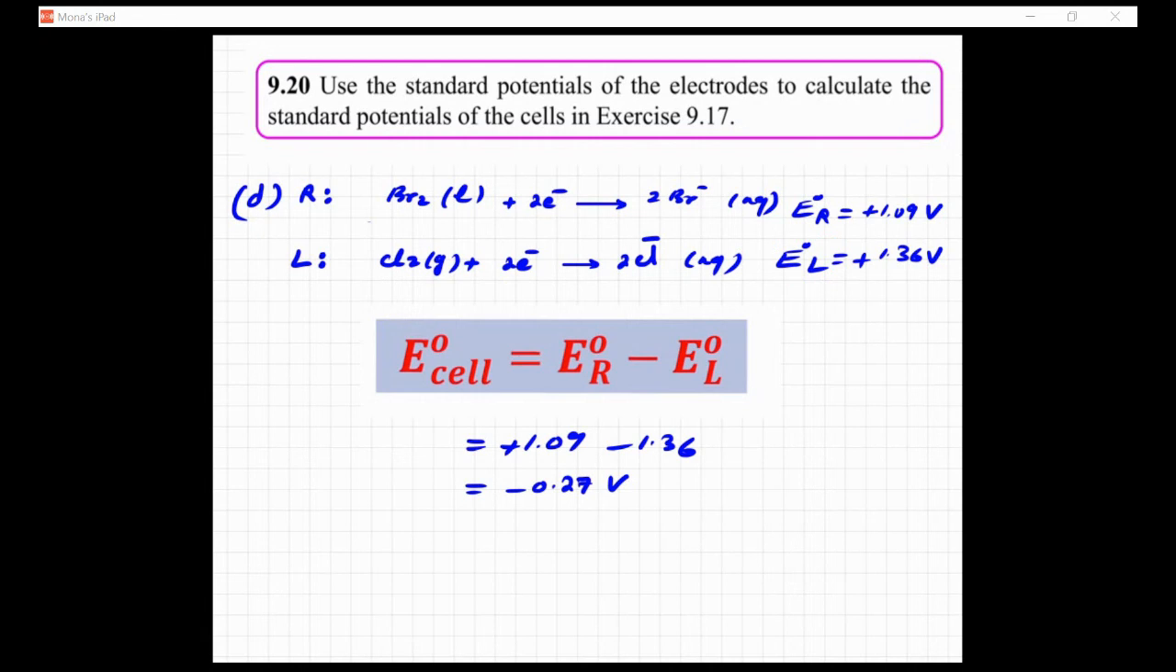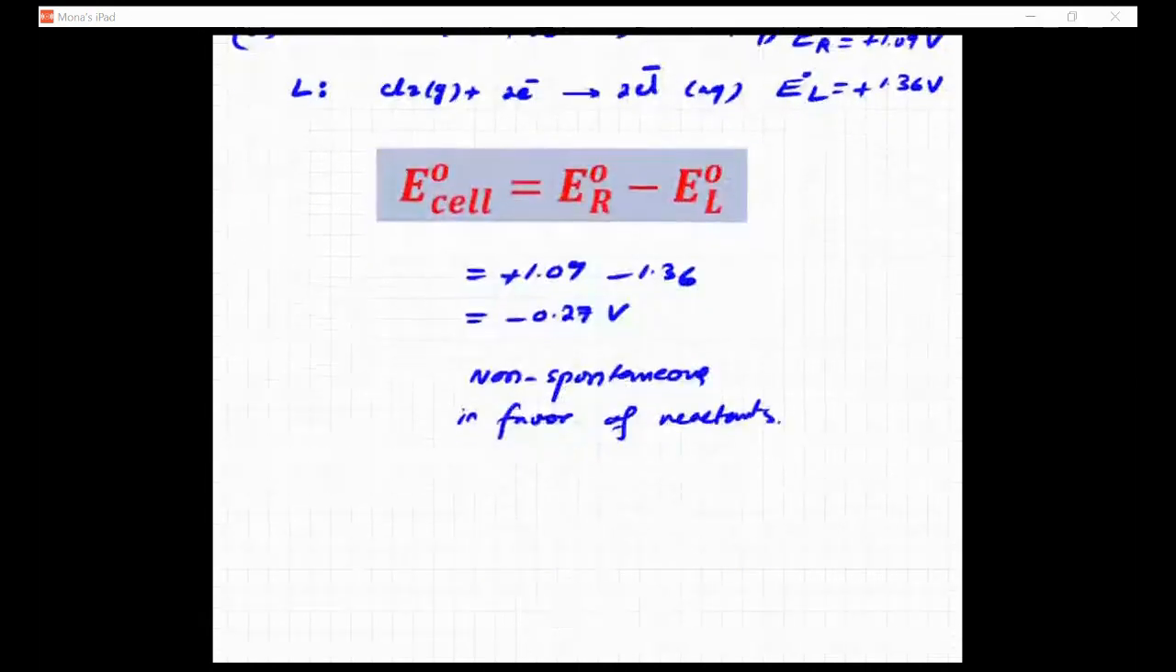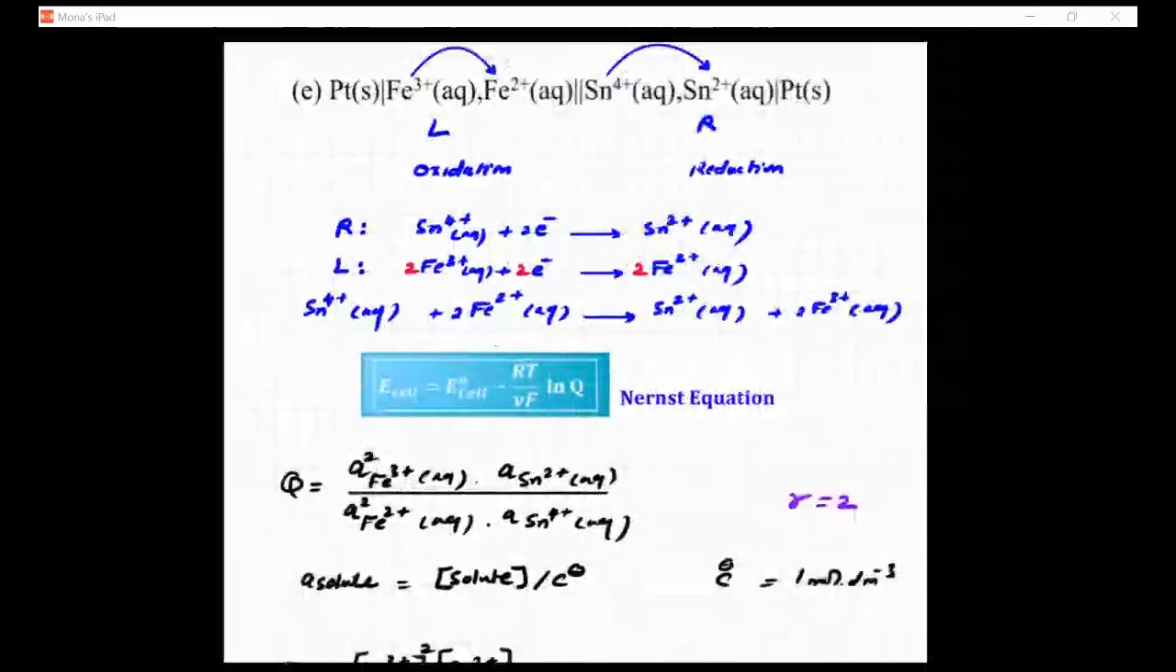Of course, here I will have to say it is non-spontaneous. And if I need to comment, I will say it is non-spontaneous, and it is in favor of reactants. So it is important that we note these things. When we have a sign, what does it mean? Positive, negative? Is it in favor of reactants? Is it in favor of products? Is it spontaneous? Is it not spontaneous? But it is important.